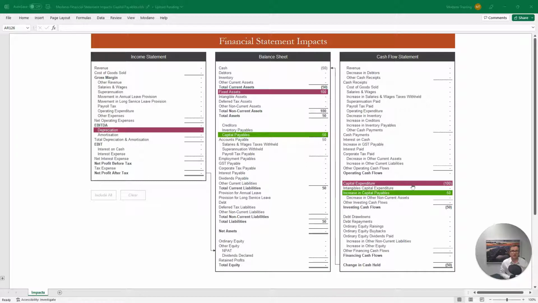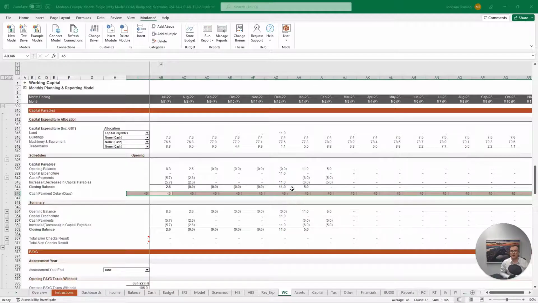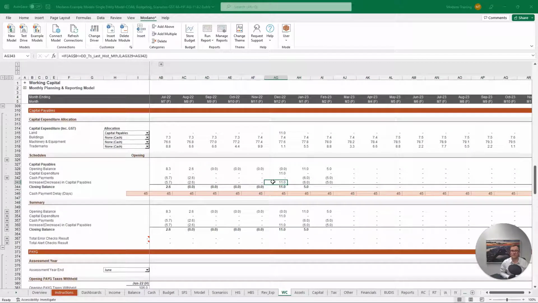If we look solely at the impacts of capital payables alone, you can see that this is an increase in our investing cash flows, increasing our change in cash held, and increasing our cash at bank. This increase in total assets is matched with an increase in our current liabilities, increasing our total liabilities, and therefore we have no change to our net assets and our balance sheet balances. Hopping back to our example, we can see that we have an increase of 11.0 in the December 22 month to our capital payables balance.